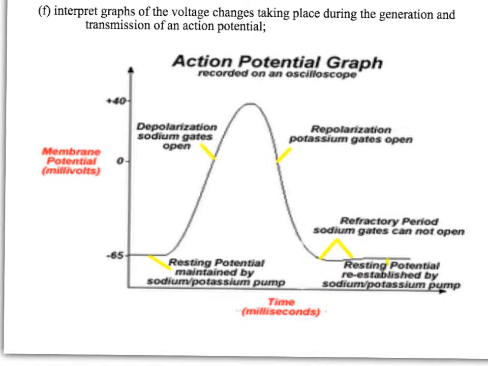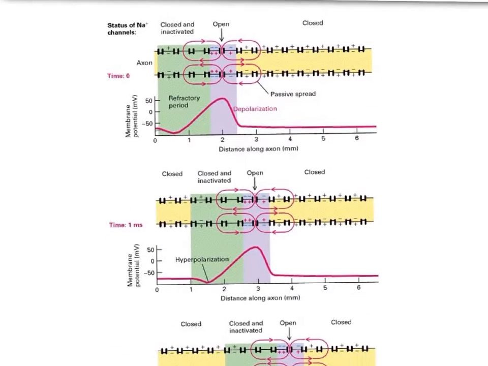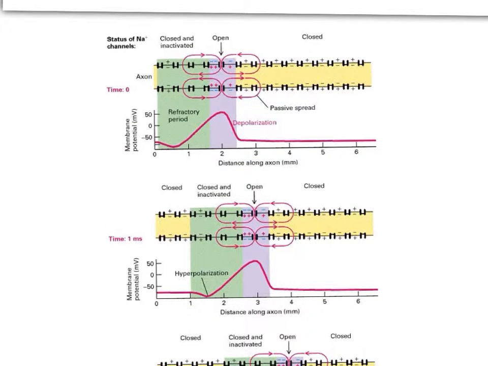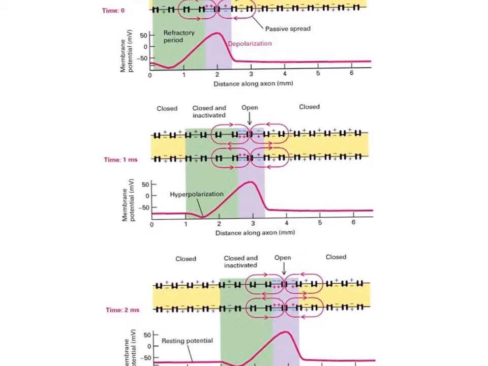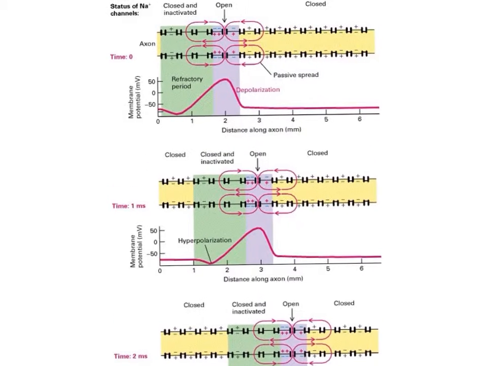Now, graphs involving the transmission or propagation, I tend to call it transmission, of an action potential. I've shown you these graphs before, but I'll quickly go through them again. This shows you a graph of membrane potential with respect to the distance along the axon, and at various times: time equals 0, time equals 1 millisecond, and time equals 2 milliseconds. We'll have a look at that in a second.